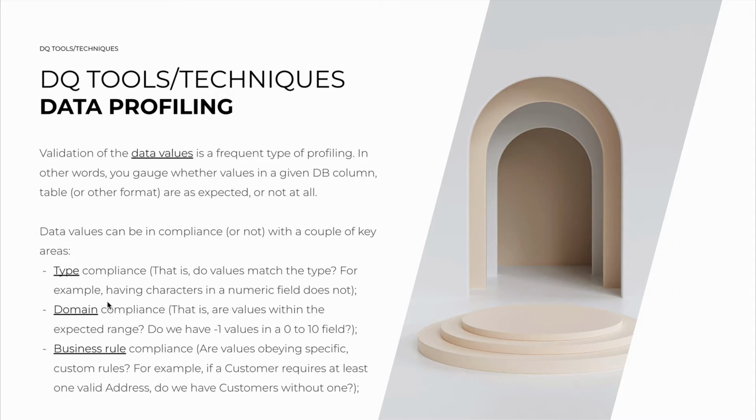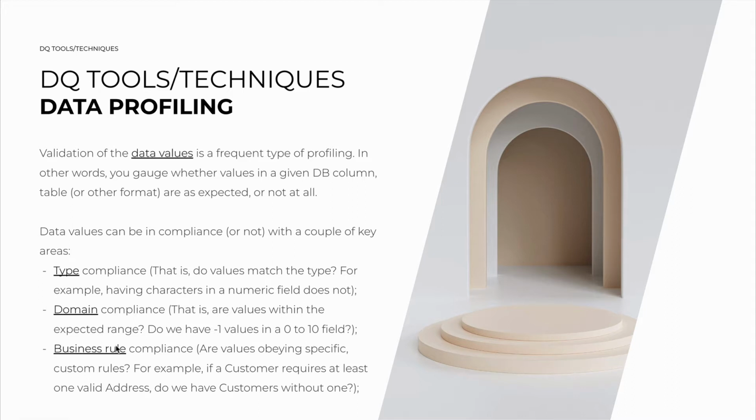The second is domain compliance. That is, if you know the boundaries for a given field, do the values fit those boundaries or not? For example, you have a score that is supposed to be from 0 to 10, but you find out that you have values of -1. It doesn't fit the domain of acceptable values, the range.